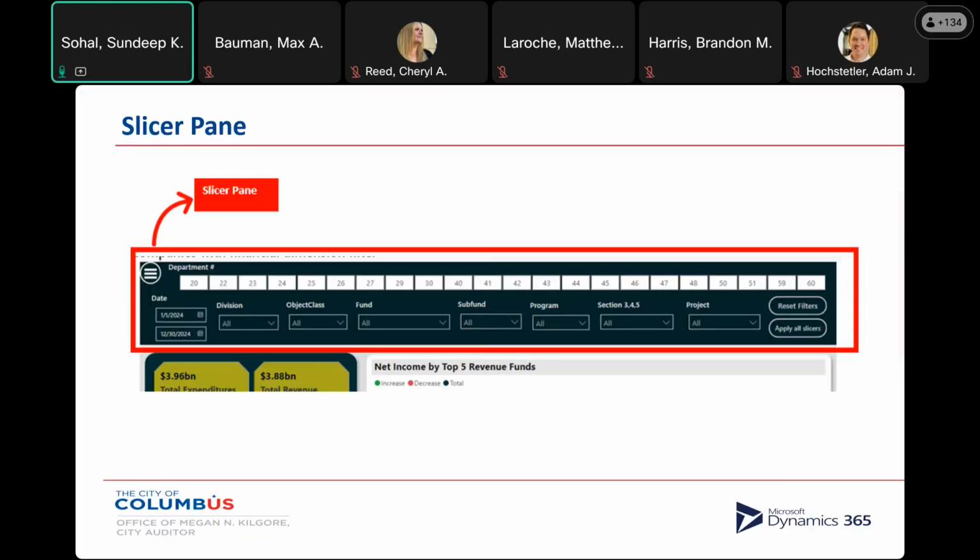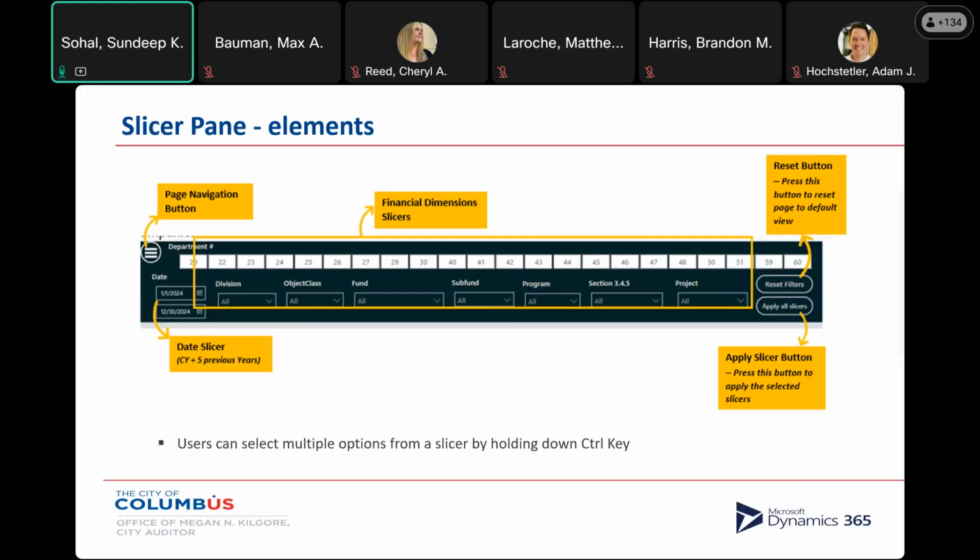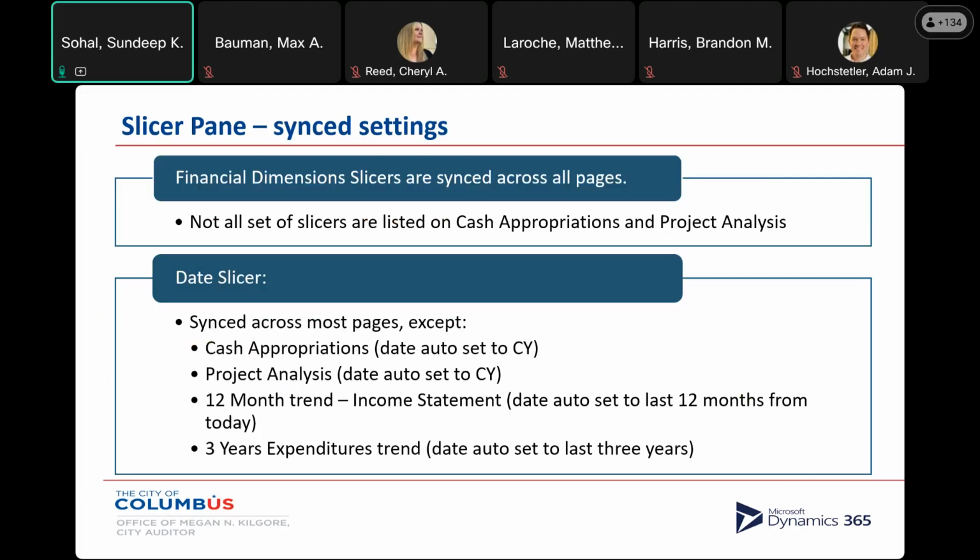So in this PowerPoint slide, these are just additional notes on what we have seen in the demo: the slicer pane, the elements of slicer pane, what those elements do, the synced settings of financial dimension slicers, the date slicers, how cash appropriations, project analysis, those are set to current year. That way, if you have to go see why the date slicer has changed, you'll know that it is set by default.